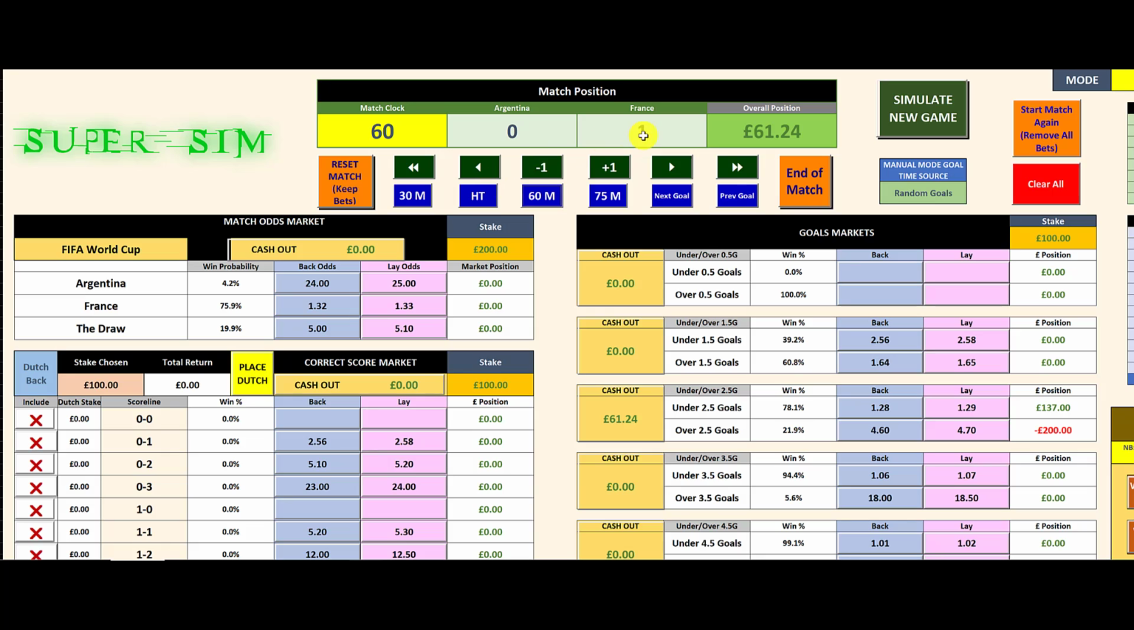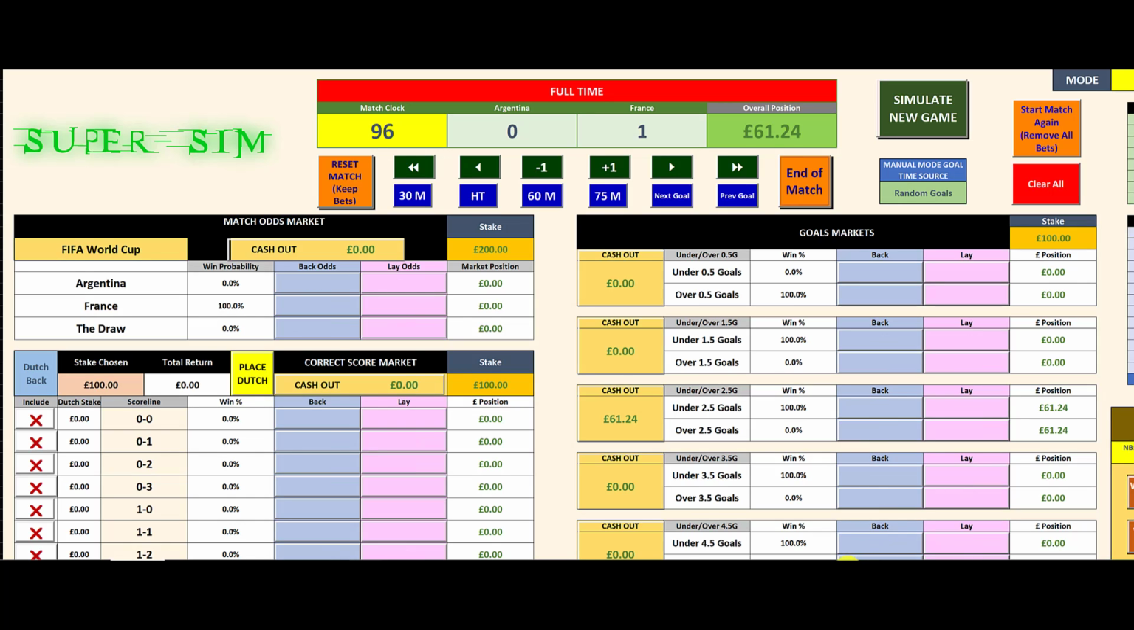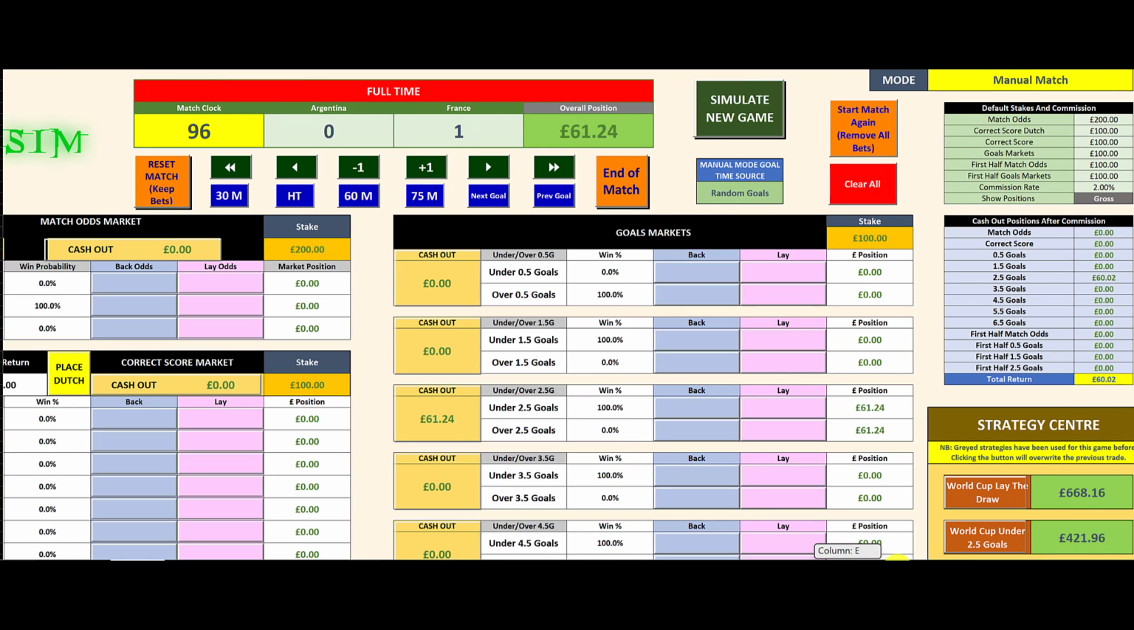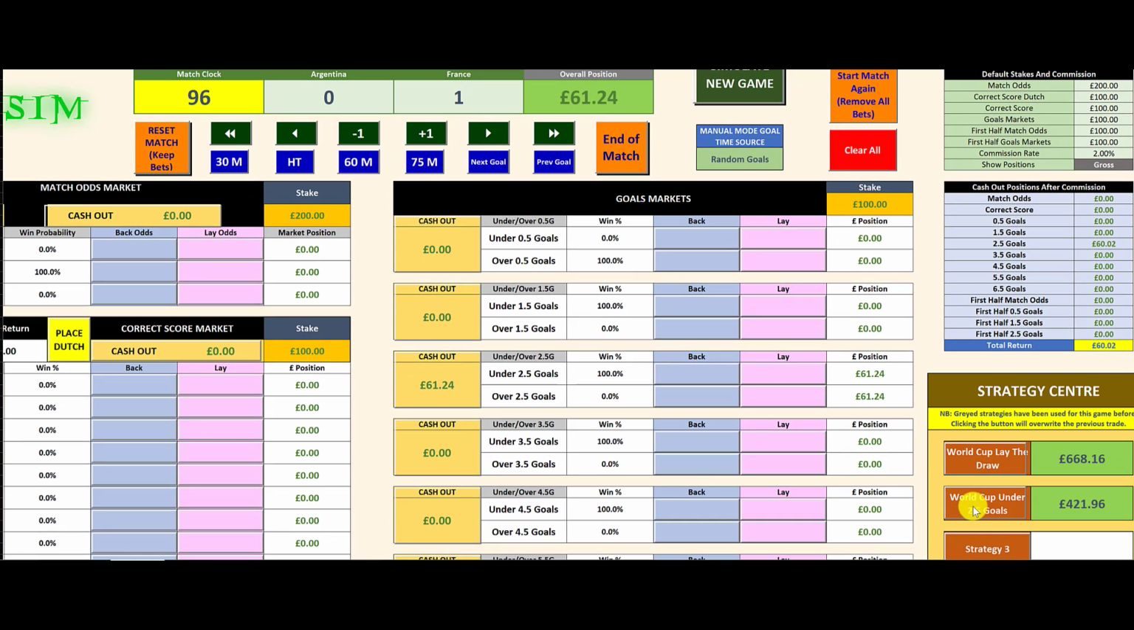So anyway, it's remained 1-0 to France 60 minutes in, so this would be another profitable one. So let's get it locked in. And obviously then we're going to end the match, and let's see how this match ended. Argentina 0, France 1, and it's going to end in a 1-0 to France. So we'll add that to our profits, and let's try another one.